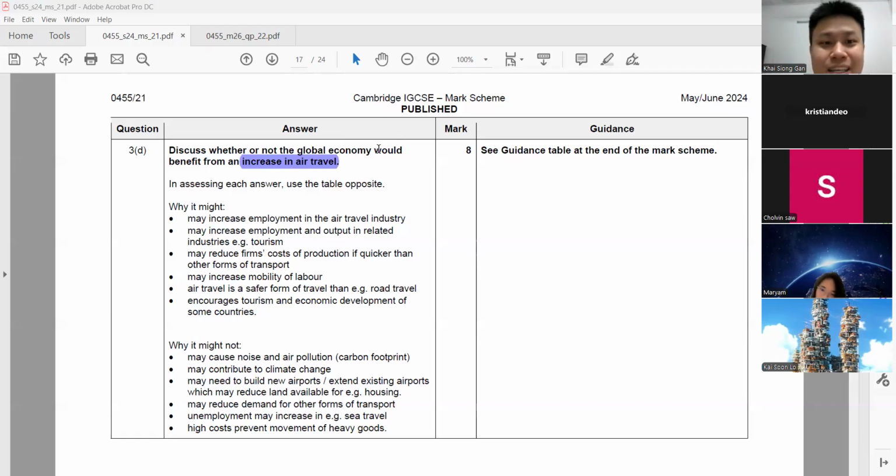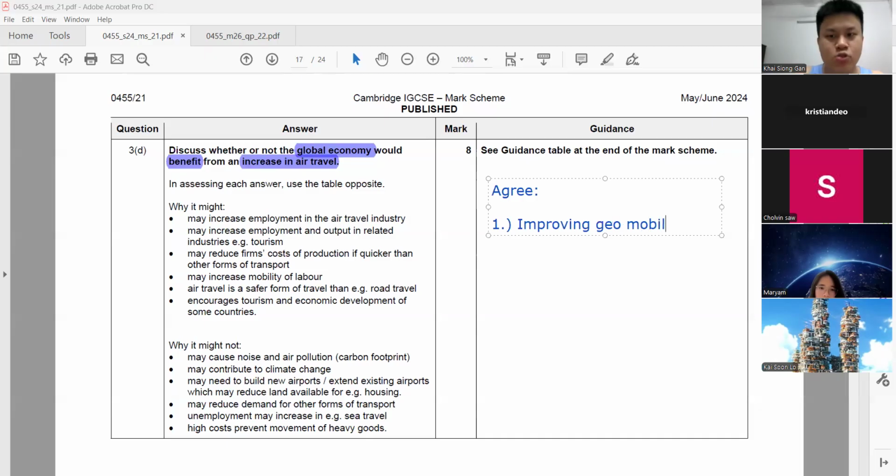So this one is an open question. They're asking how the global economy will benefit from an increase in air travel. Now, before you look into answers here, the first thing you can talk about is mobility, geographical mobility. So when you see this kind of question, it's an open question. Don't make it complicated. Micro, macro, mix, it's just like an English essay. So the first thing you can talk about is improving geographical mobility.